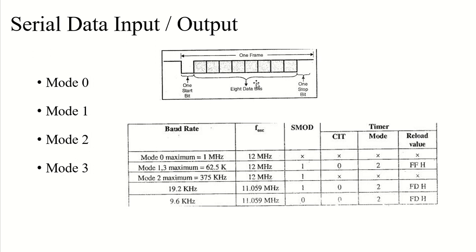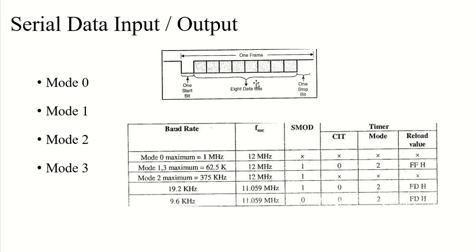So the baud rate for mode 1 would be variable. The baud rate is determined by the timer 1 overflow rate, which is typically timer 1 used in mode 2, as an auto reload 8-bit timer. The baud rate would be 2 raised to SMOD divided by 32. SMOD is a control bit in the PCON register, so it can be 0 or 1.